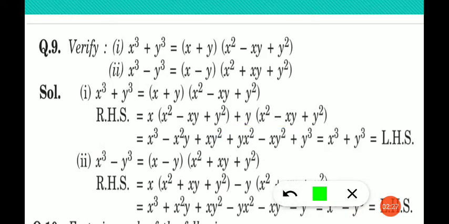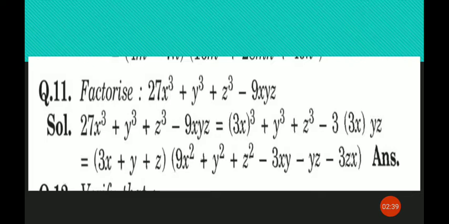Question number 10 is about the factorization, which we have learned already. So you can do question number 10. Moving to our next question, question number 11.